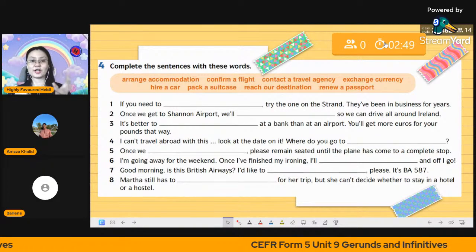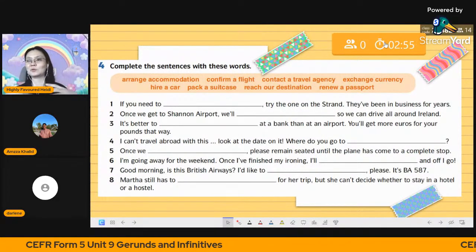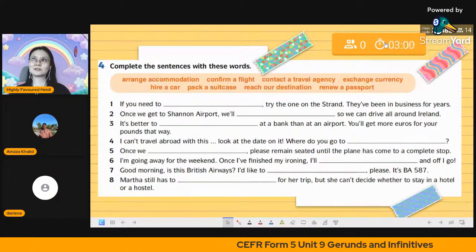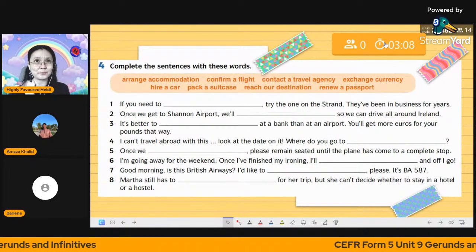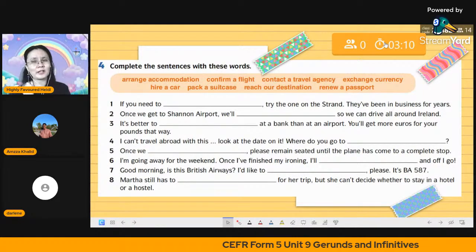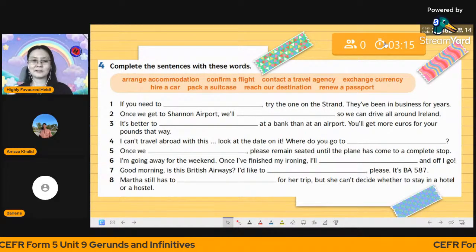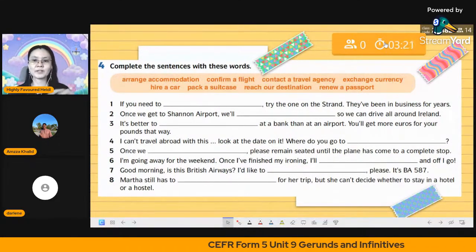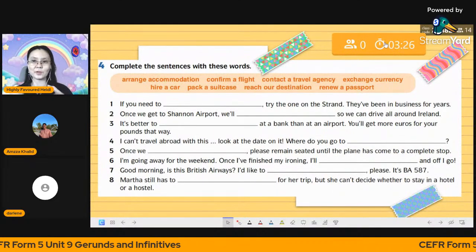Then once we get to Shannon Airport, all the airports have different names. Once you mention the airport, they know where you are. Basically, I only know a few. Singapore Airport. Brunei is called Brunei Airport, I think they have their name as well. I forgot, because teacher went using Brunei Airways. Then we have our own KLIA, Kuala Lumpur International Airport. So every place has its airport name. So we can drive all around Ireland. So the keyword is drive all around.